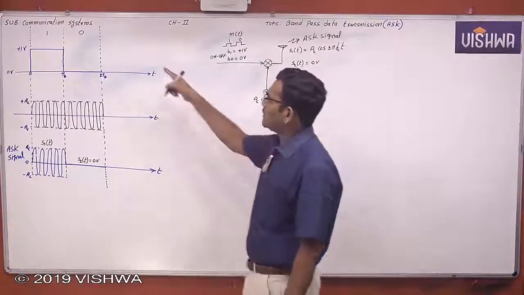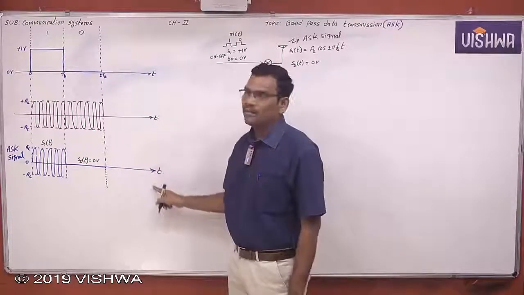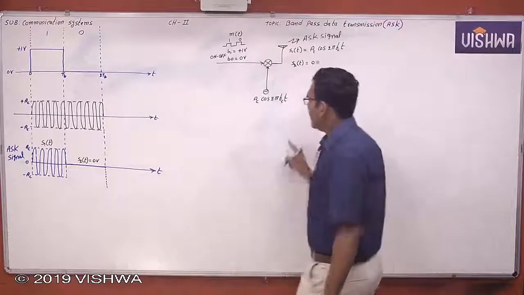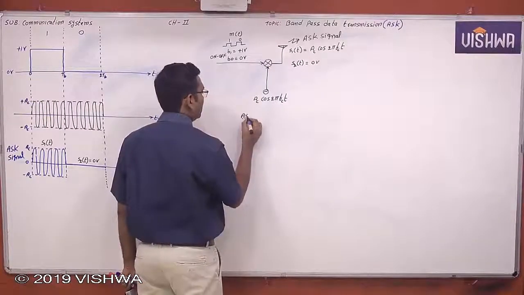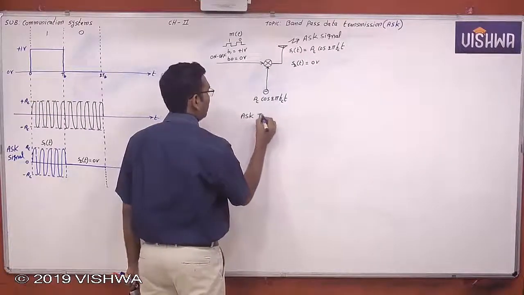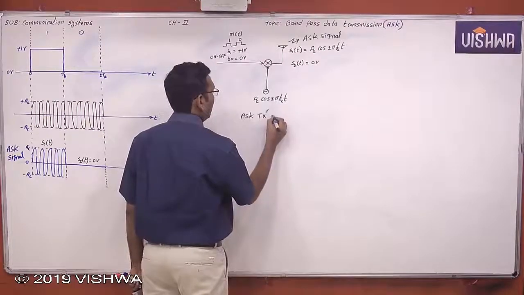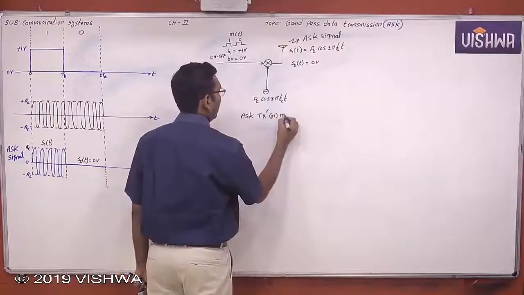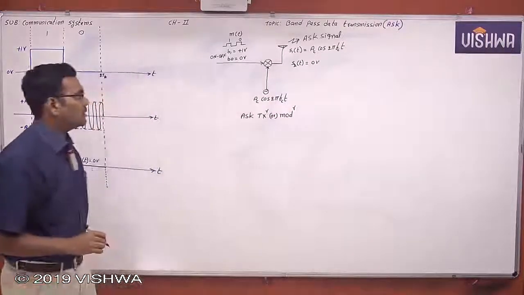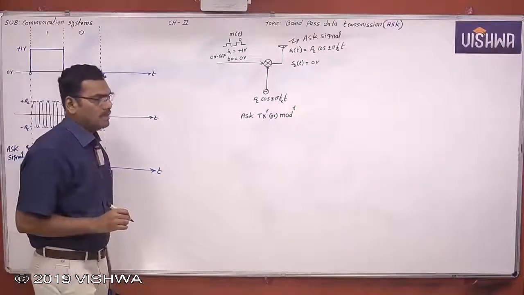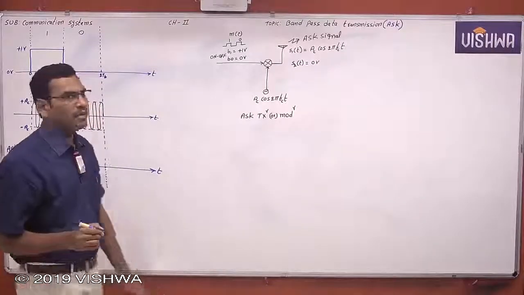This is the ASK waveform in time domain, and this is the ASK modulator, or we call it the ASK transmitter. Okay, now this is the ASK modulator or ASK transmitter. Then we will see the demodulation process.